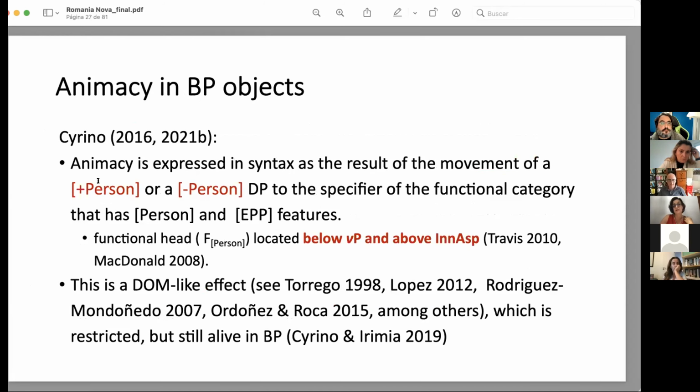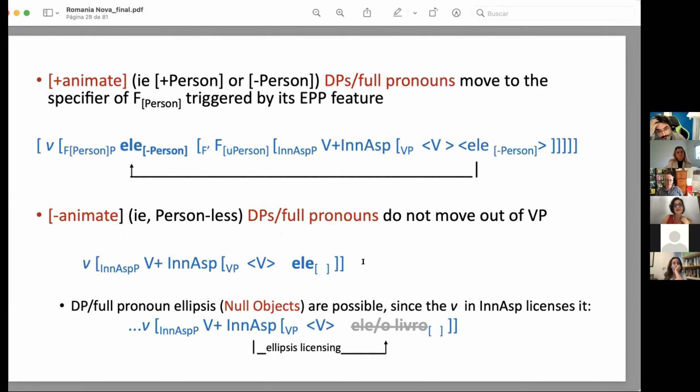So what I have said is that animacy is expressed in syntax as the result of movement of a plus person or a minus person DP to the specifier of the functional category that has person and EPP features. This category, I just call it F. It's positioned below VP and above inner aspect. And it's like a DOM, in fact. In Brazilian Portuguese, which has restricted DOM, we don't have DOM, but it is still alive in some constructions. So what happens is when you have a plus animate DP or a full pronoun, it moves to this position here.